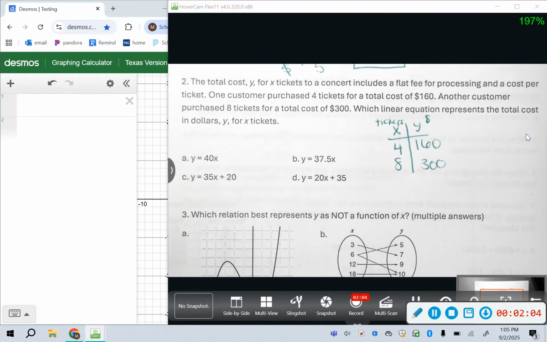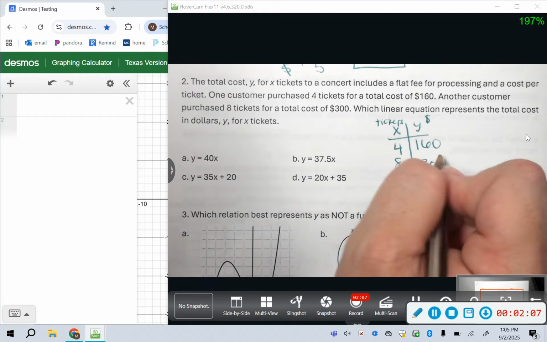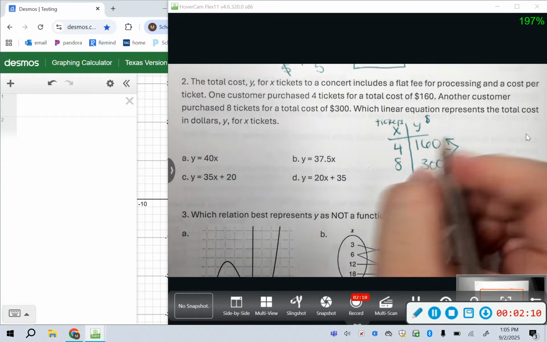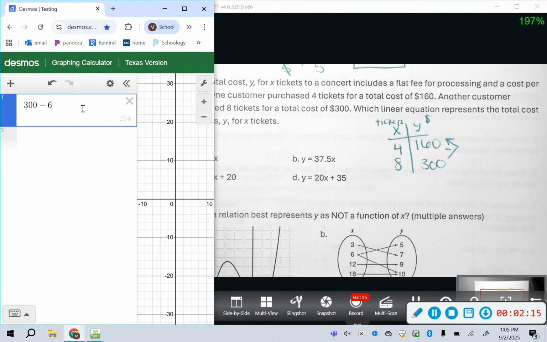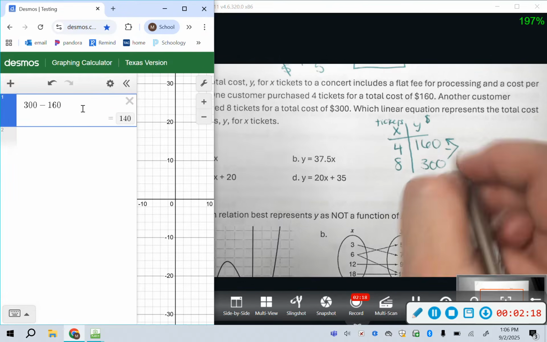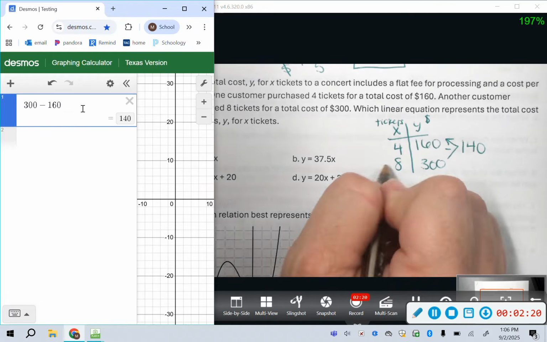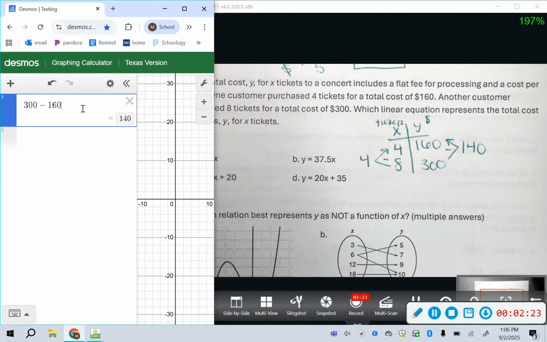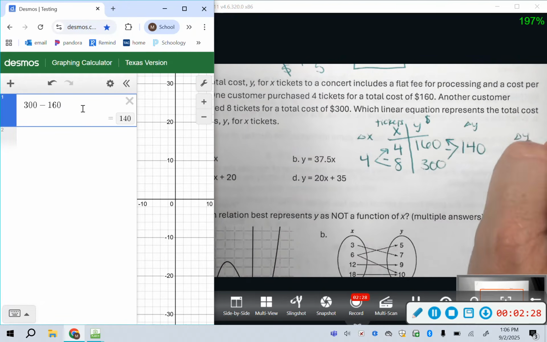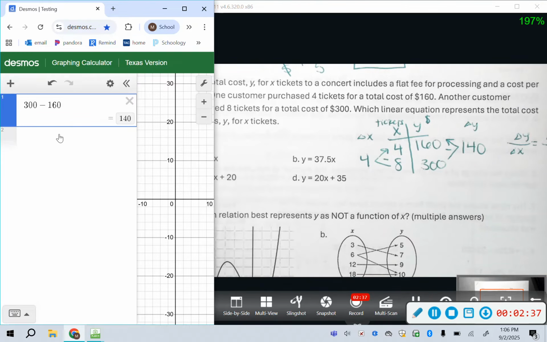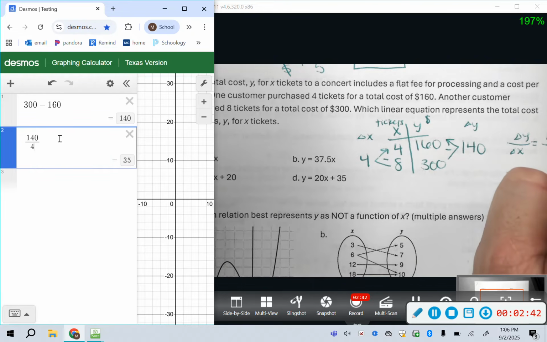Okay, well, knowing that, we can do bottom minus top. We're going to find our slope. So 300 minus 160, use your calculator as you need. Bottom minus top gives me 140. And then again, 8 minus 4 gives me 4. And remember, it's change in y over change in x. So change in y is 140 over change in x is 4. And if I type that in my calculator, I get 35. So my slope is 35.